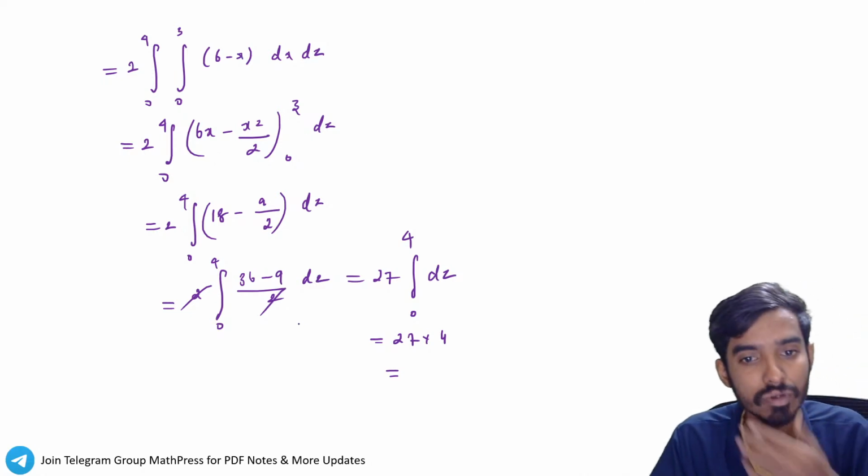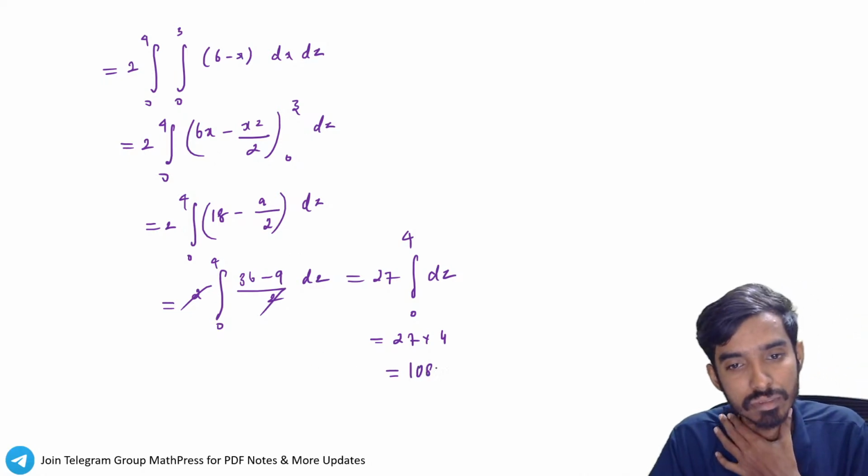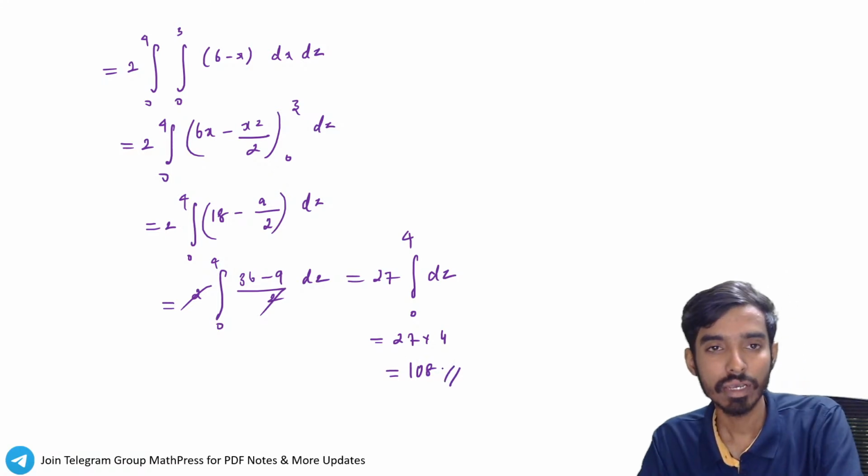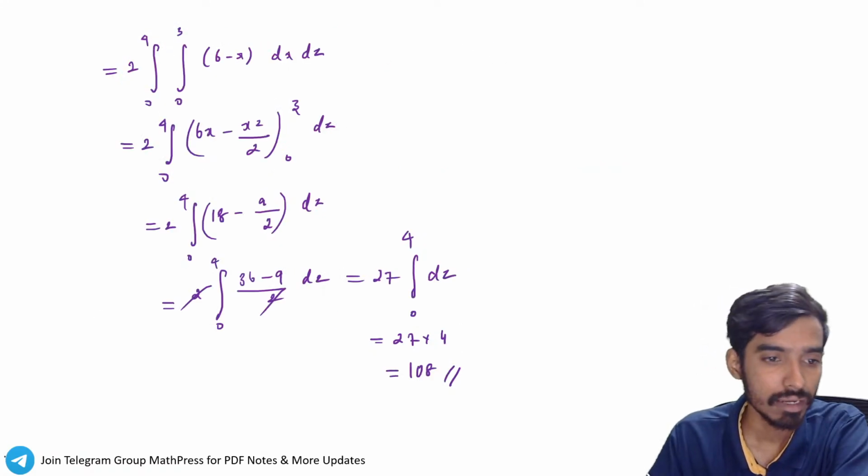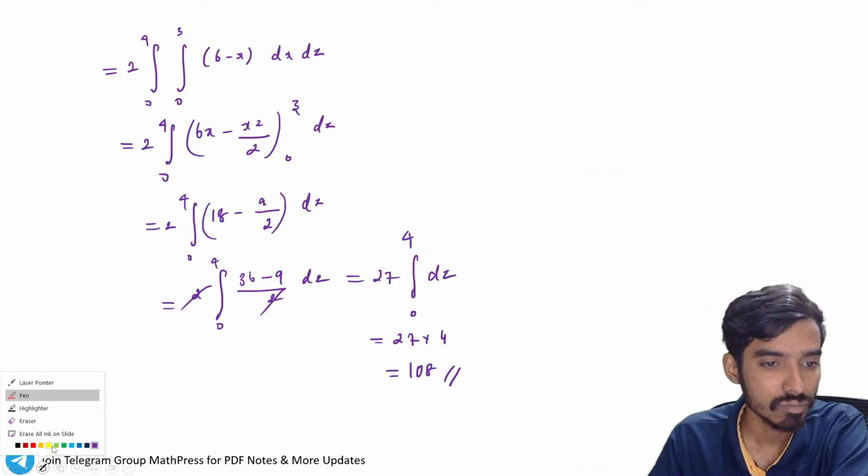So 27 into 4 is 108. You can also choose dy dz, right? Okay, I'll do it here.